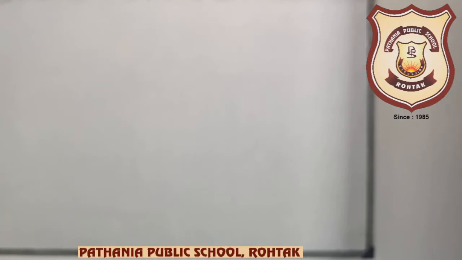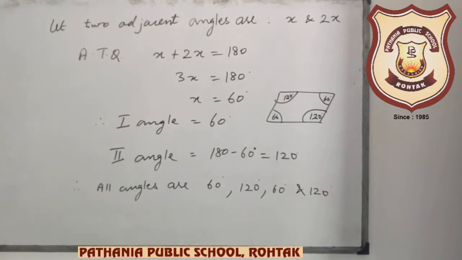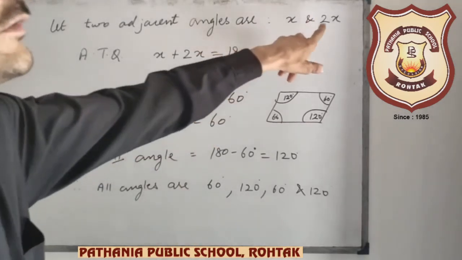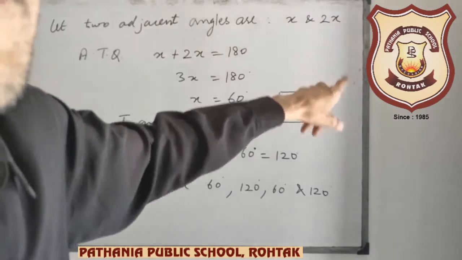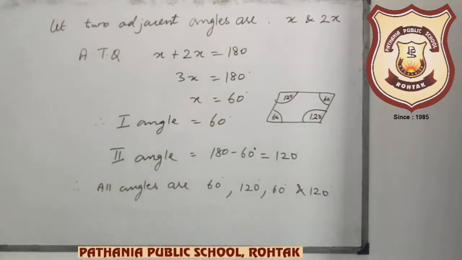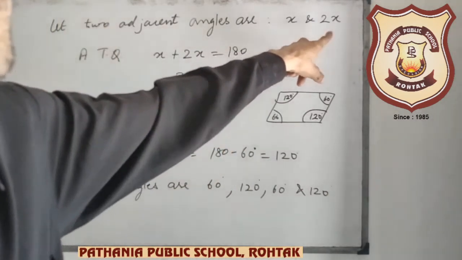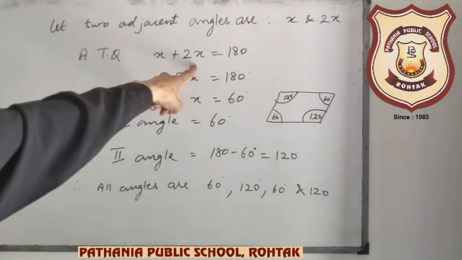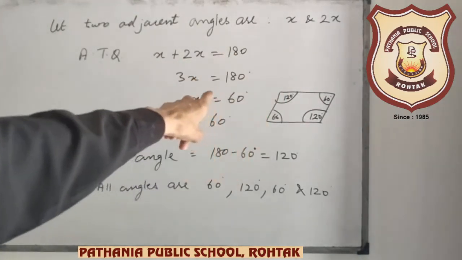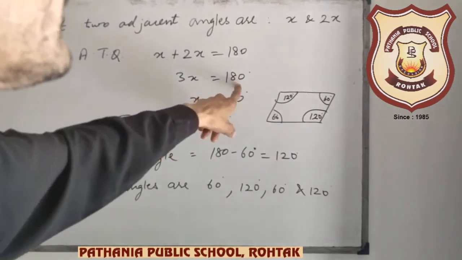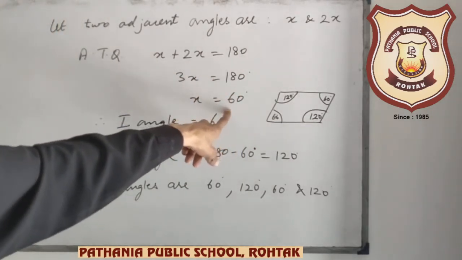So let us see the solution on the board, beta. Look there. Let the two adjacent angles be x and 2x because the ratio is 1 and 2. So multiply the ratio with x. Therefore one angle is 1 into x, that is x, and the other is 2x. Because they are adjacent, their sum is 180 degrees. Then 3x equals 180, x is 180 by 3, 60 degrees.